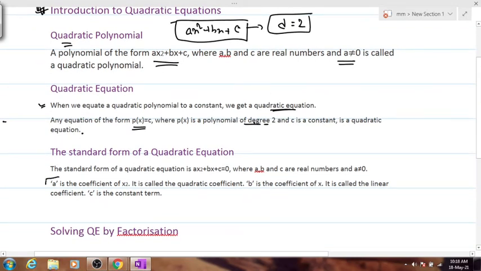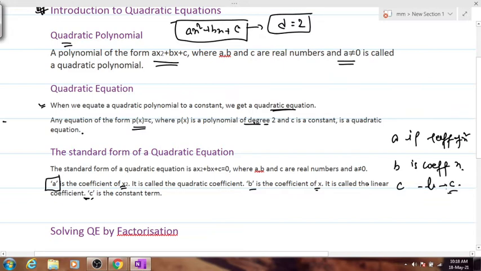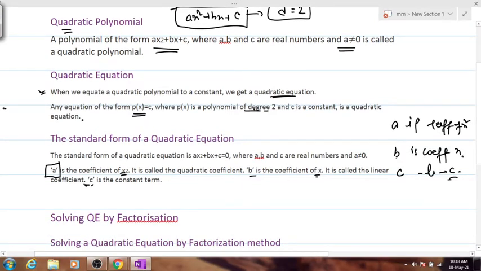Out here you have to always keep in mind the standard form: a is the coefficient of x square, b is the coefficient of x, and c is the constant term. You need not write the explanation, just write: a is the coefficient of x square, b is the coefficient of x, and c is the constant. Clear? Kindly copy till this much, then we'll move on to the solving portion of the quadratic equation.